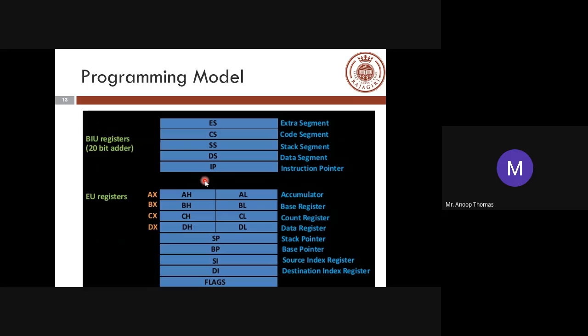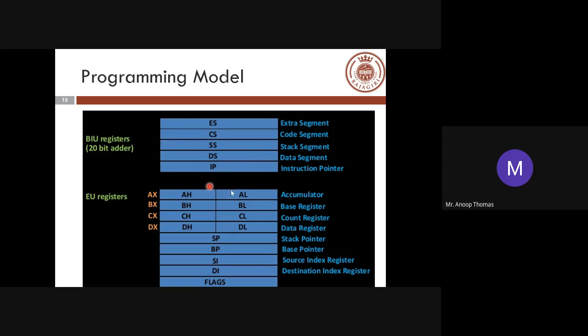So that's the idea. Now, when you consider the programming model of your particular 8086, this is how it looks. Basically it speaks about the registers. The programming model is the model of the values which can be changed. That's your registers. Here, as you can see in the BIU, you have a 20-bit adder, and you have your extra segment, code segment, and stack segment. All these registers are available.